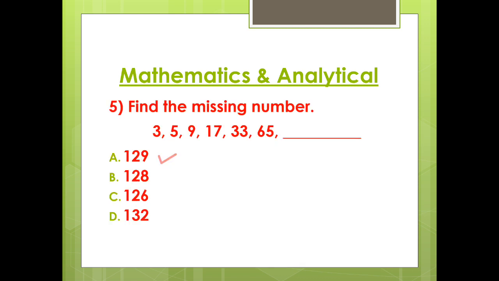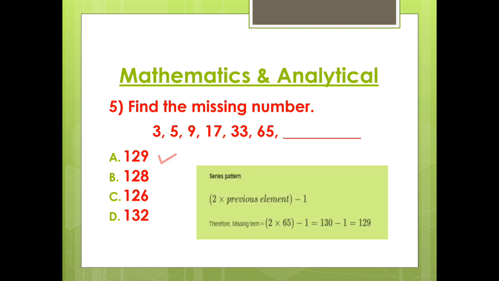Find the missing number. Again, it's a sequence series kind of number. If you've seen our previous videos, you must have seen that we have already solved these kind of questions. So in this case, there is a series pattern that you would see. Let's take the first number 3. If you multiply it by 2, 3 2s are 6. 6 minus 1 is equal to 5. So you get the next number.